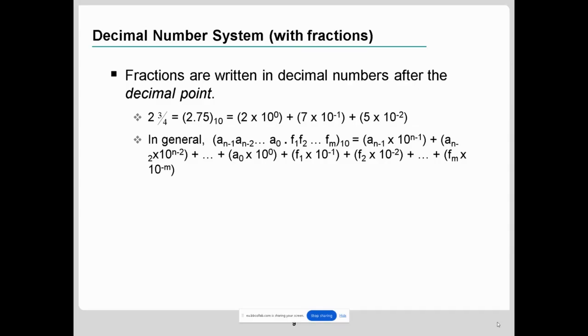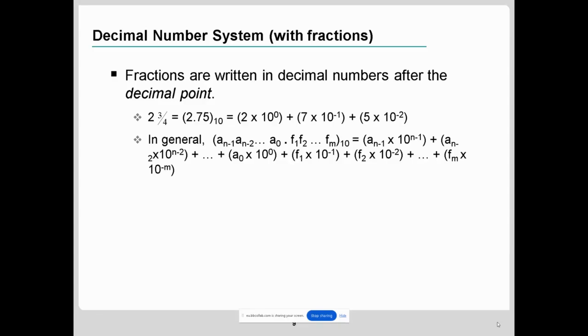Okay, now we have two things. N is 4, which represents the whole part, and M is 3, which represents the fractional part. So how can we represent it? Actually it is A3, A2, A1, and A0, and this one is F1, F2, and then F3. So in this case, this is M. Its weights are 10 to the power minus 1, minus 2, 10 to the power minus 3, and on the other side 10 to the power 0, 10 to the power 1, 10 to the power 2, 10 to the power 3, and so on until 10 to the power n minus 1. Got it? Any question?